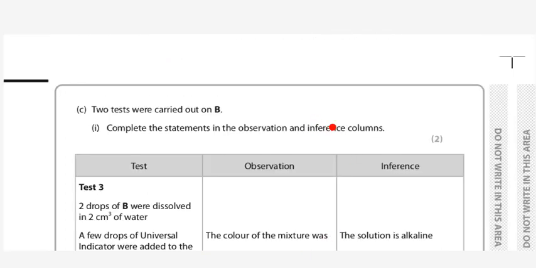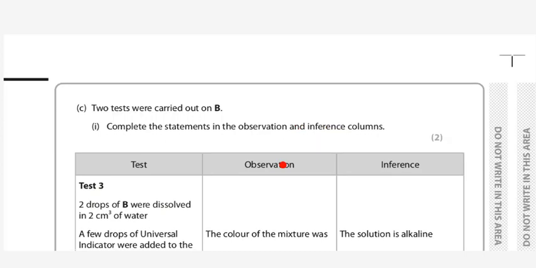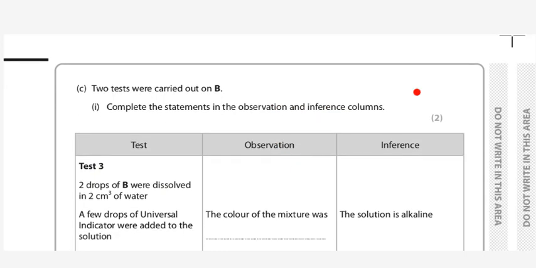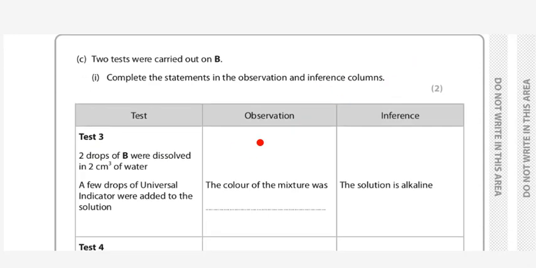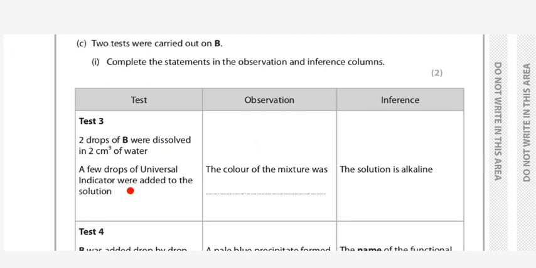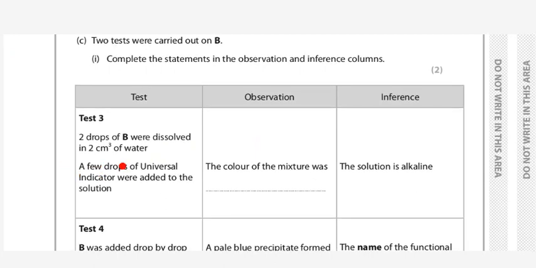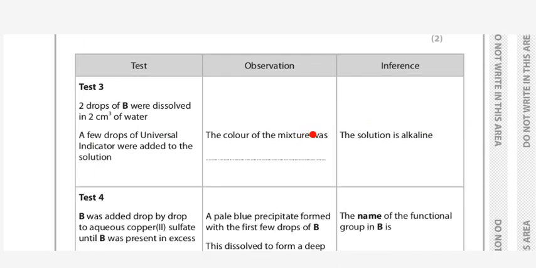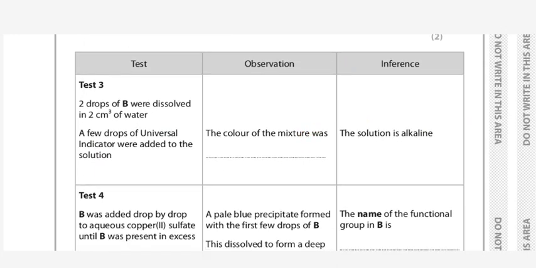2 tests were carried out on B. Complete the statement in the observation and inference columns. 2 drops of B were dissolved in 2 cm³ of water. 2 drops of universal indicator were added to the solution. Solution is alkaline. So alkaline means the universal indicator will turn blue color.